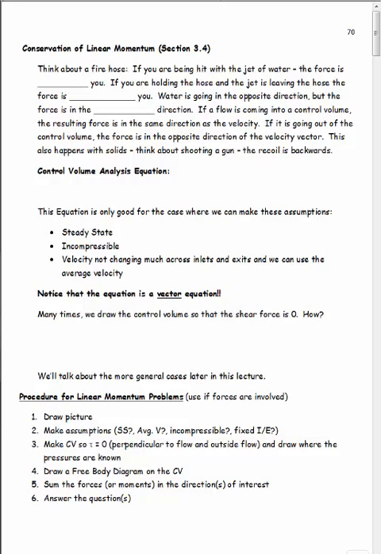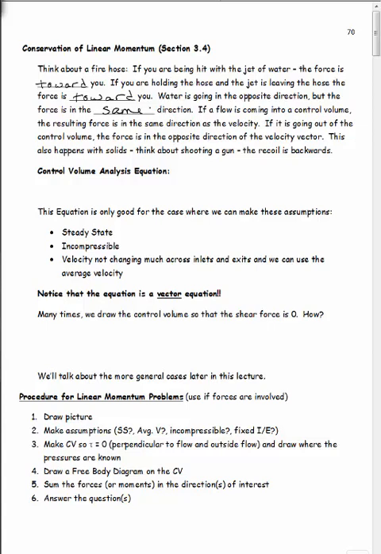So let's think about a fire hose. Let's say you have a control volume drawn around you and a fire hose is being shot at you. The jet of water is going to impart a force toward you if it's heading right at you. On the other hand, if you're holding a hose and the jet's leaving the hose, again, the force is still toward you. This is really weird, right? Because now the velocity is going the other direction, and yet you're still getting a force towards you. Okay, so the force is in the same direction, coming in or going out.